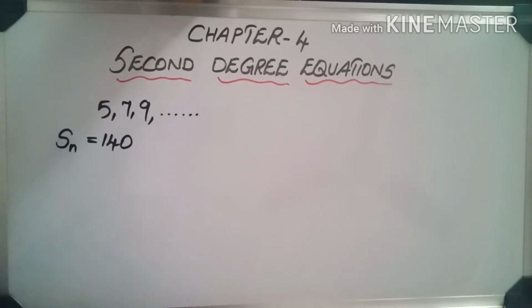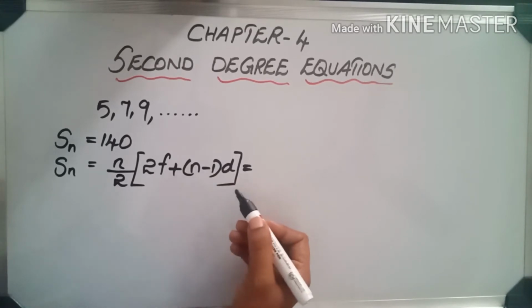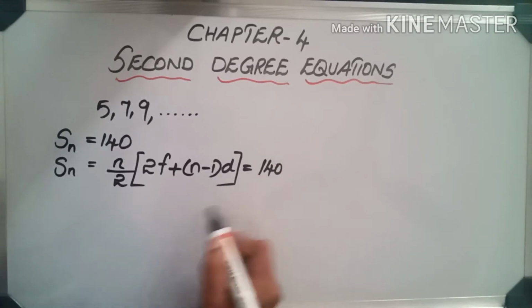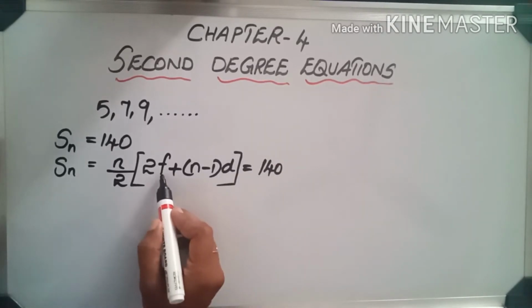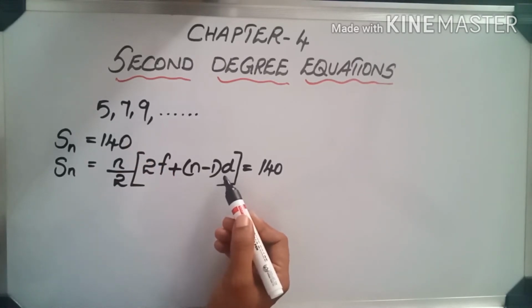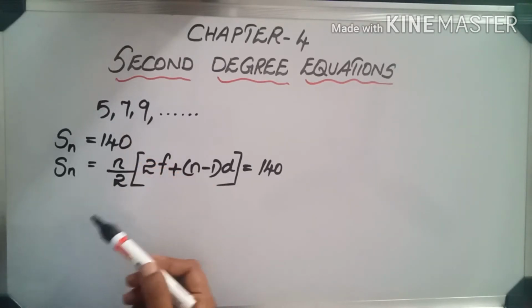So first of all, let's write the equation. Sum of an arithmetic sequence equation. What is the equation? The equation is n by 2 into (2a plus (n minus 1) into d). This is equal to 140, already given. Now let's substitute the values. Here the first term is 5, and the common difference d is 2, because 7 minus 5 is 2.